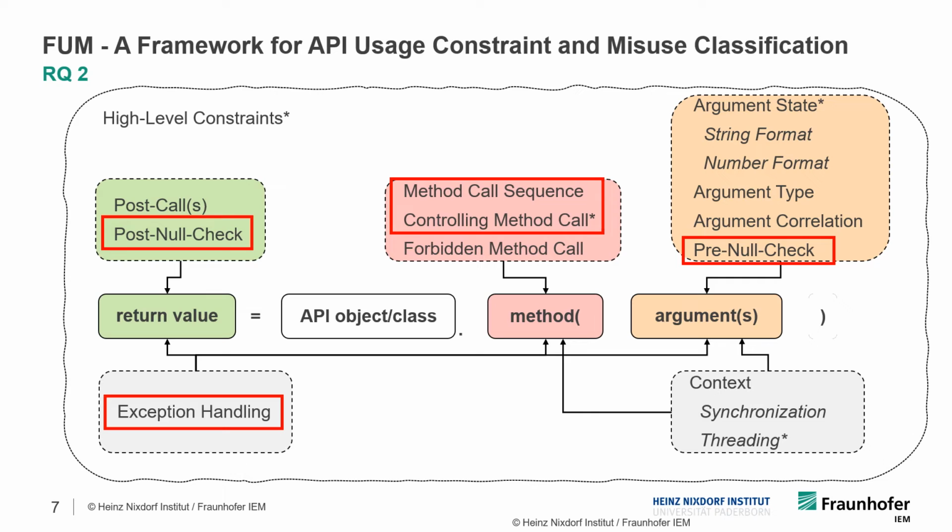Lastly, I want to present exception handling, which you can see are constraints that can be imposed on all parts of a method call. Such a constraint describes situations in which an exception handling is necessary and must be considered by the developer in order to not get into situations of an uncaught exception, in other words, to also avoid program crashes.